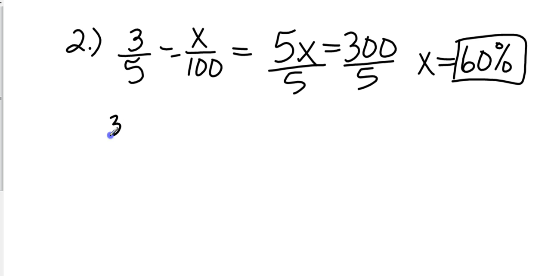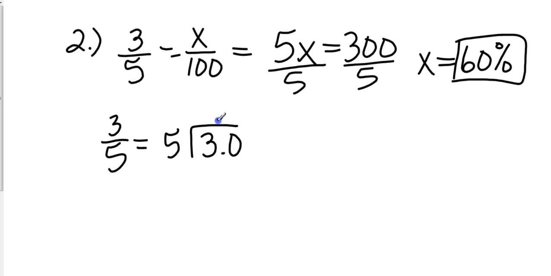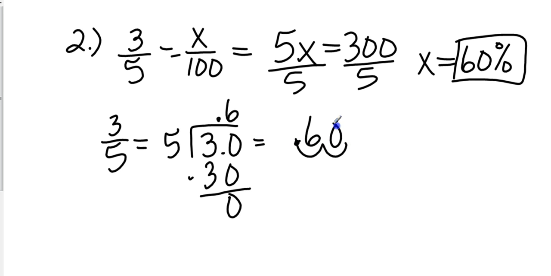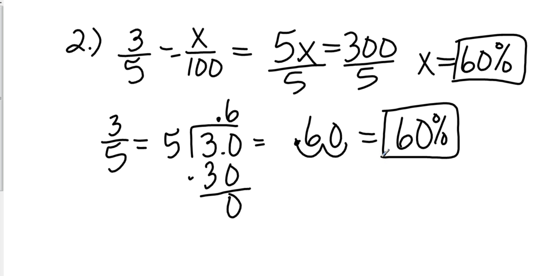Or I can take my top number divided by my bottom number, and take that 0.6 and move the decimal space 2 places to the right, which still gives me 60%. Again, either way is correct. Just choose the way that you like the best.